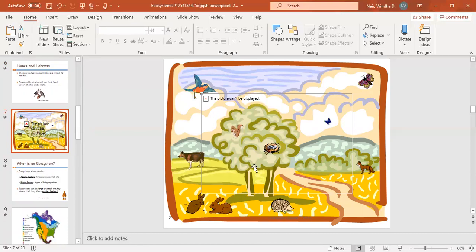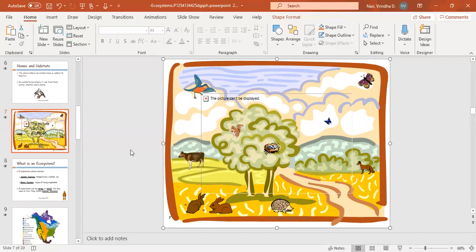Again, if you look at this picture, we see a lot of things. We see things that are biotic, like we can see birds, living things, right? We can see a cow, rabbit, trees, birds, squirrel, raccoon, and all those kinds of things. They are living things. Non-living things are what? Clouds, air, water, rock. These are all non-living things.